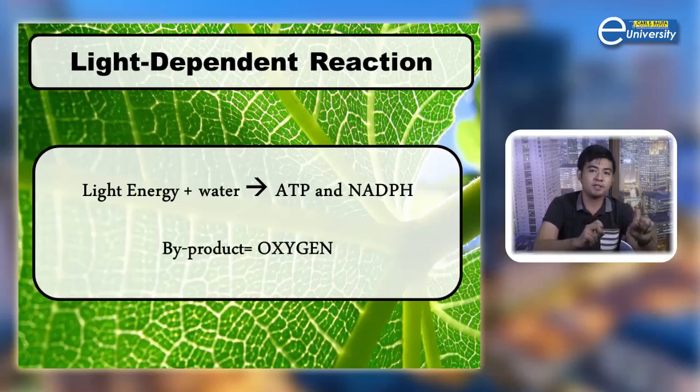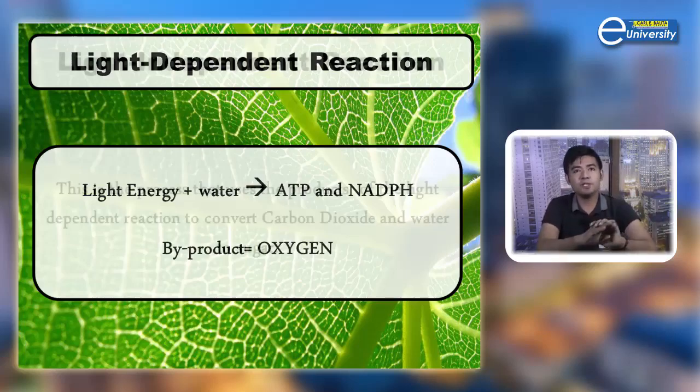Again, ATP is the storage molecule for energy, and NADPH is the high energy electron carrier. So again, the byproduct of this process is the oxygen, since oxygen is released to the environment and used by other organisms like humans and animals.